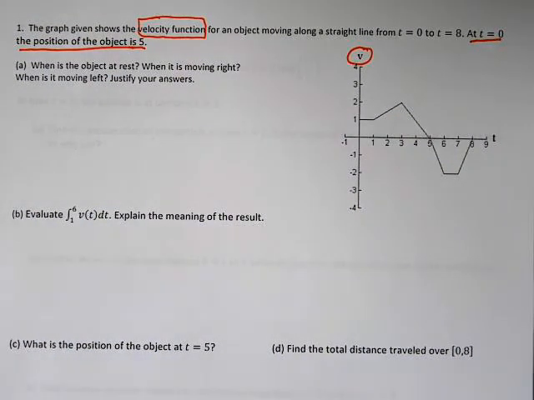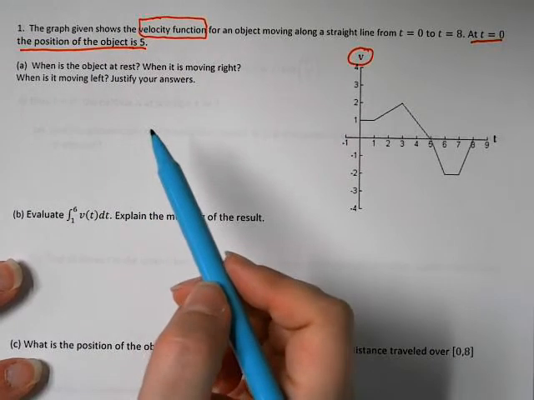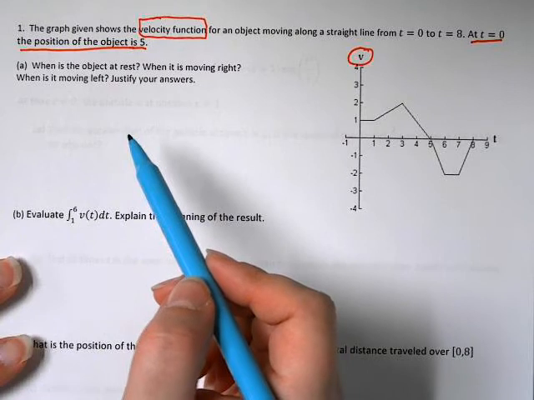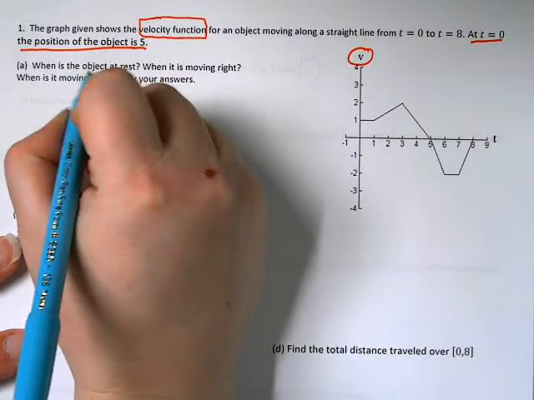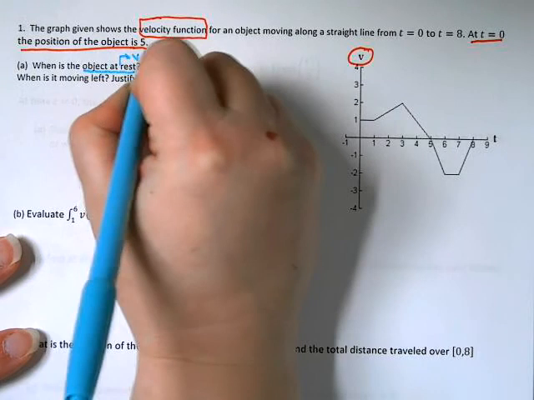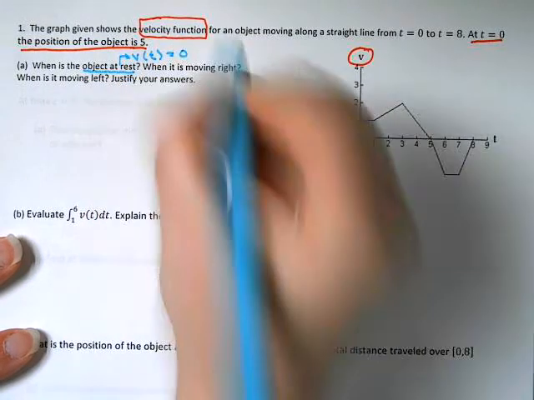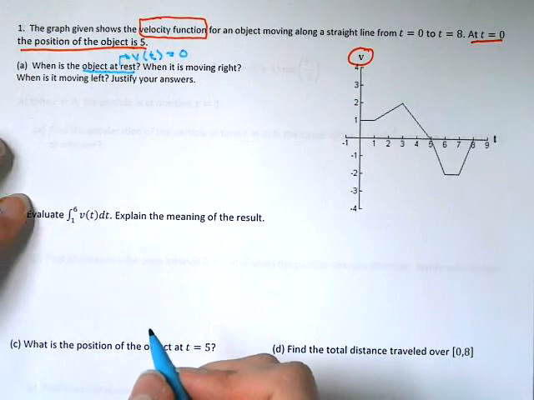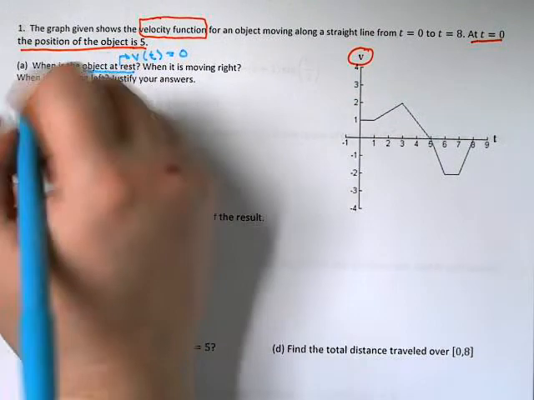So, question A says, when is the object at rest? When is it moving right? When is it moving left? And justify your answers. Well, we know that for the object to be at rest, that means that the velocity is equal to 0.